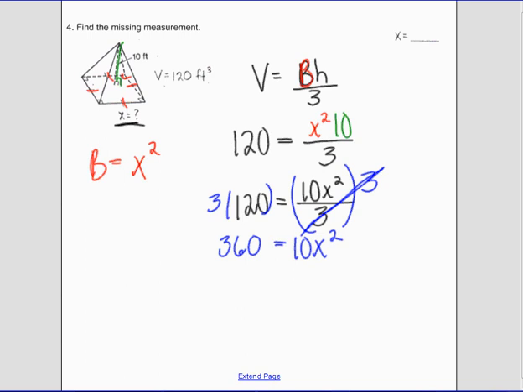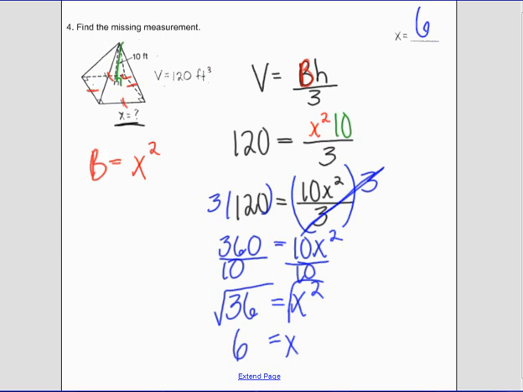So next I need to get x squared alone, so I'm going to divide both sides by 10. I'm left with 36 equals x squared. And to get x alone, I'm going to square root both sides. And because we're talking about a length, this is only positive 6, not negative 6. And that is now the answer to the problem.